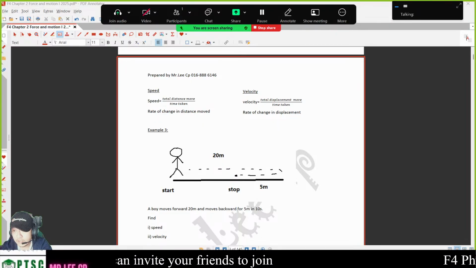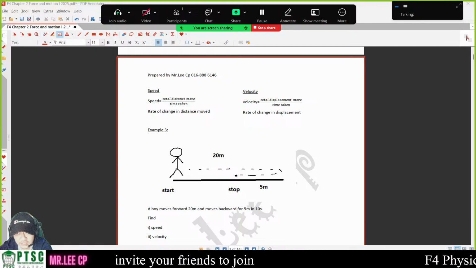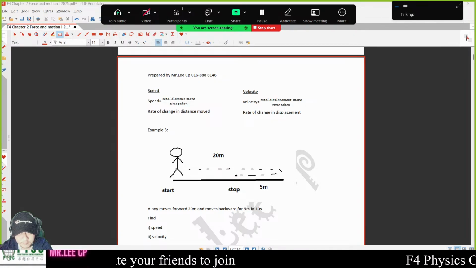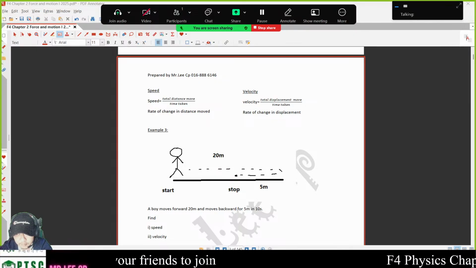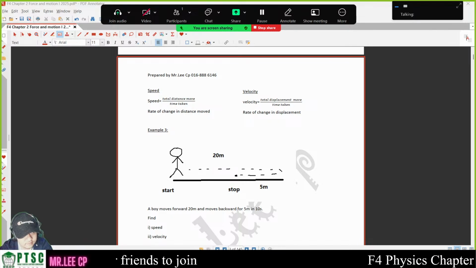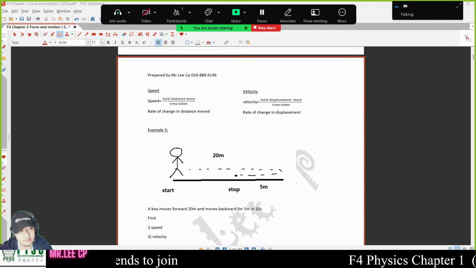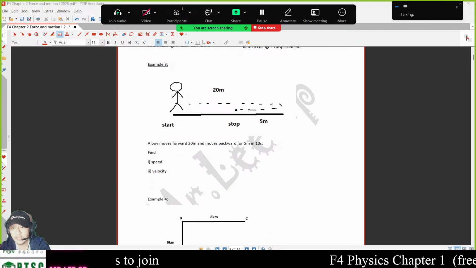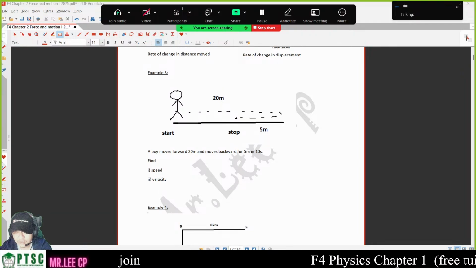So what is velocity? Velocity is displacement divided by time. Divided by time, we call it rate. Rate of change in displacement. Now we are going to see this example.